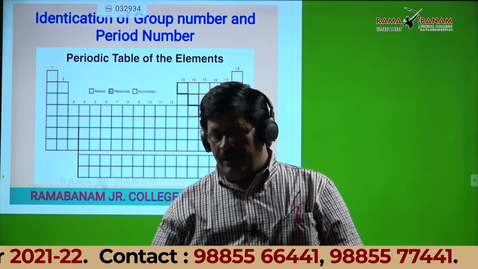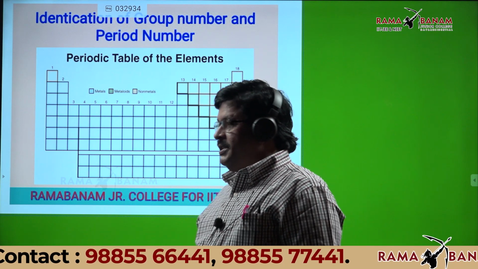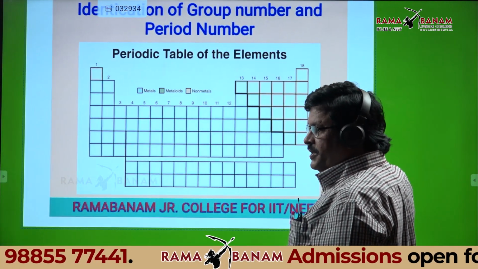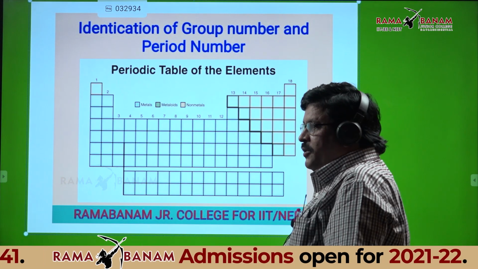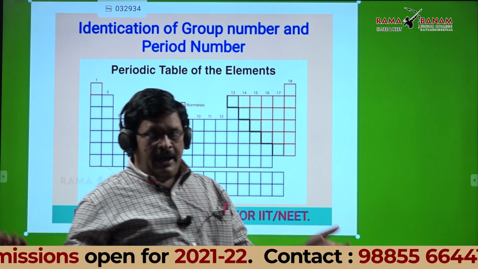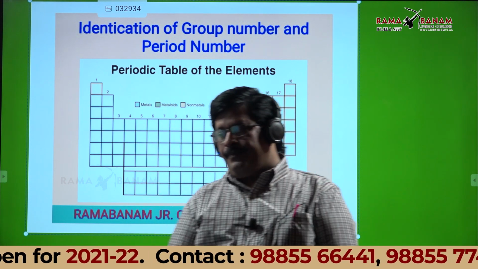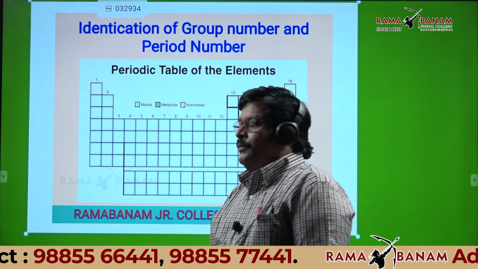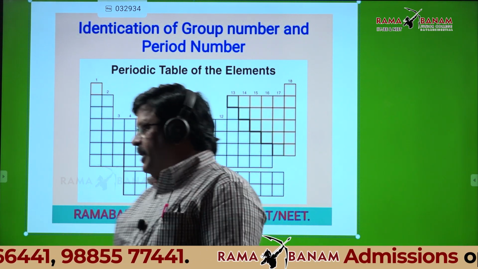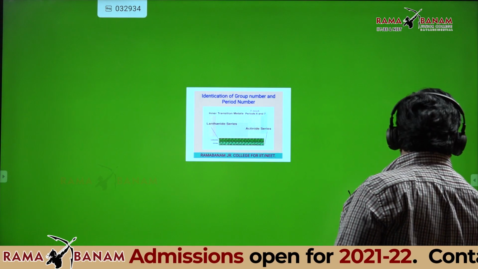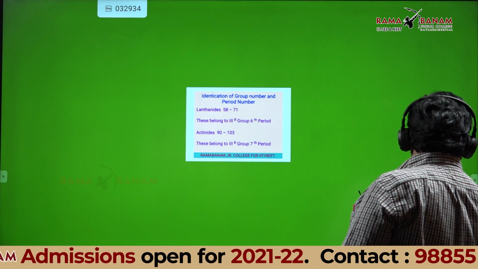Okay. Now today we will continue the periodic classification. In the last class what we discussed is identification of group number and period number by using atomic numbers. Is it okay? Now today's topic is, we will continue the periodic classification. What is required in periodic? Just listen to me.